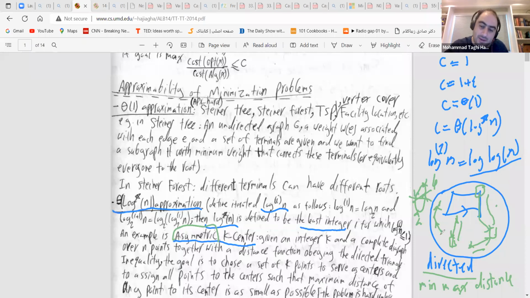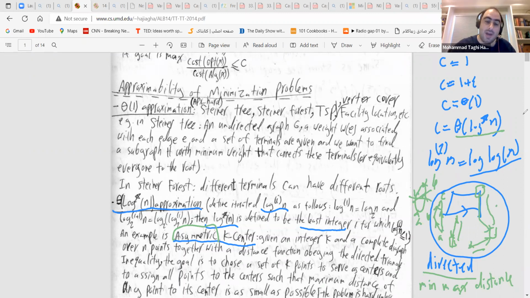What is the meaning of triangle inequality? It means that if you go from A to B, and then from B to C, then the distance that you will go should be larger than A to C. So we have this triangle inequality. This is the case, and this is essentially the asymmetric k-center case. For this problem, the best algorithm that is known, and this is also tight, I believe, is also log star n.